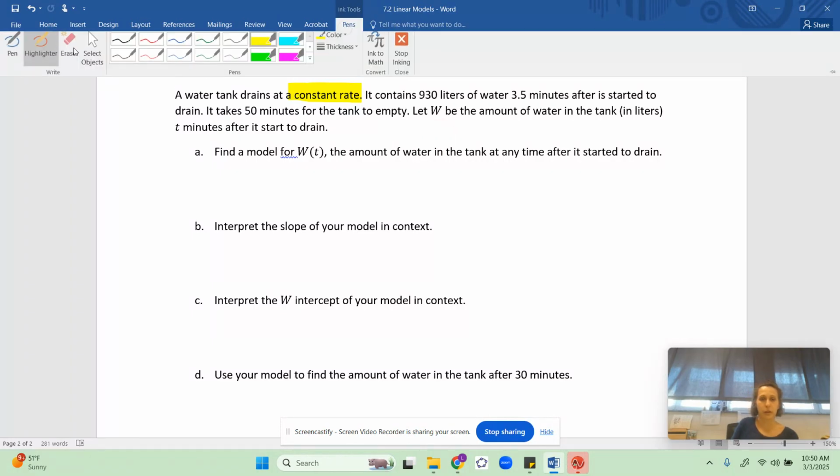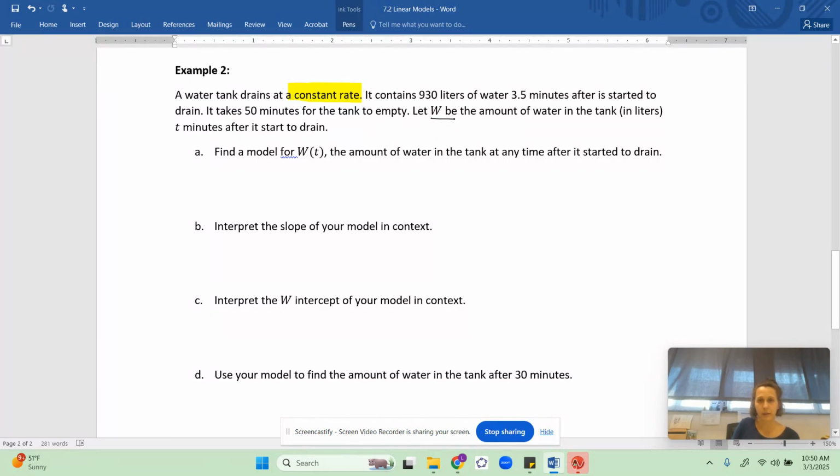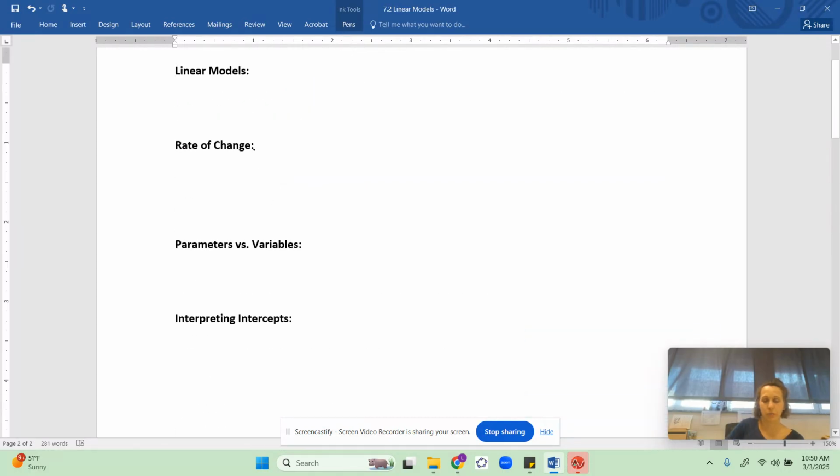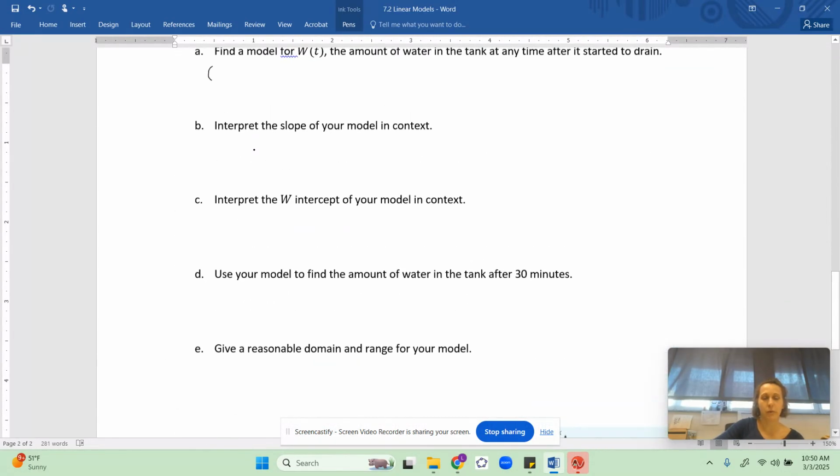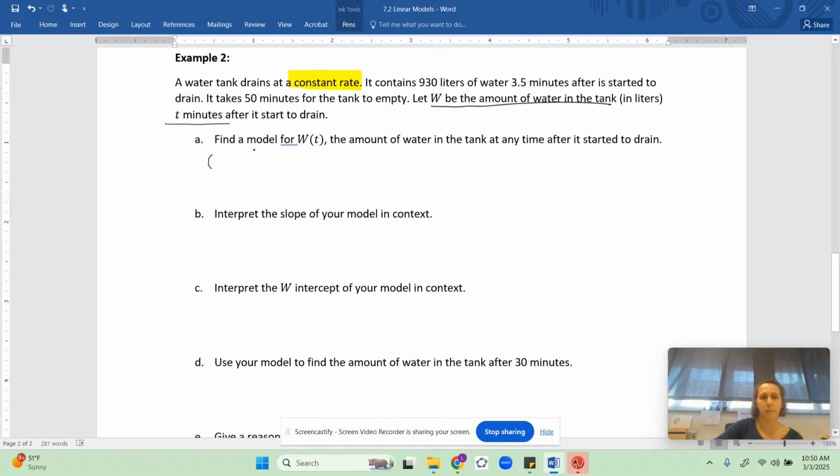Let W be the amount of water in the tank, and T is the number of minutes after it starts to drain. So we want to find a model for the water in the tank in terms of the time, W of T. Let's think to ourselves, what would the two variables be? Which one is dependent and which one is independent? Well, the amount of water in the tank depends on the time. So time is like your X, the independent variable, and the water in the tank is like your Y.